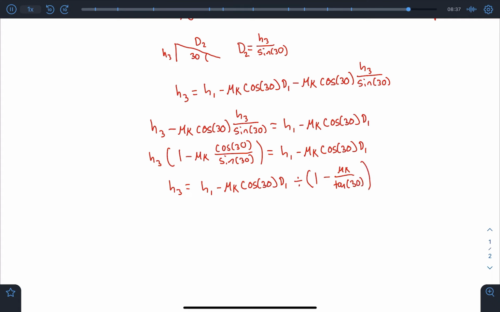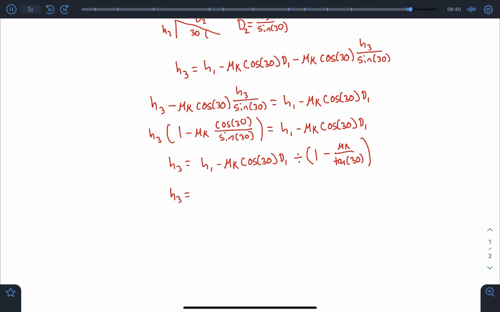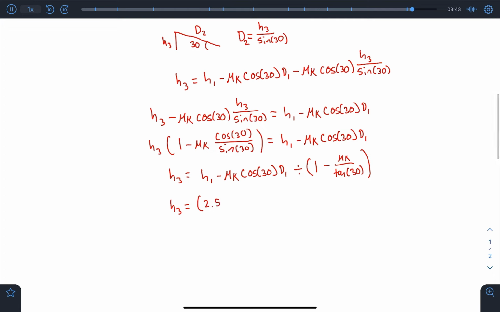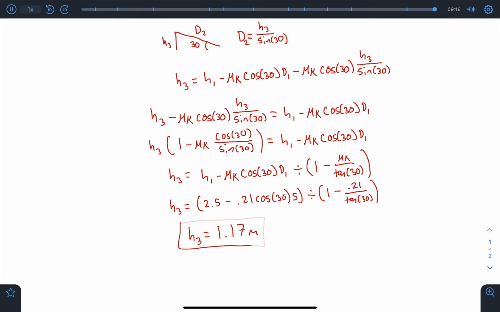Finally, we can plug in some numbers and solve. We've got that our final height is equal to our initial height, which we know is 2.5, minus our coefficient of kinetic friction, which is 0.21, times cosine 30, times that initial distance, 5, divided by 1 minus our coefficient of kinetic friction, 0.21, divided by tan 30. And if you take a calculator and you do that whole thing out, you're going to be left with your final height is equal to about 1.17 meters. And that's how you do this one.